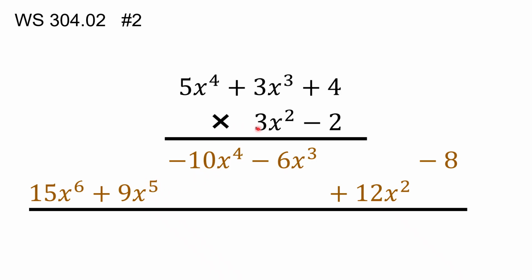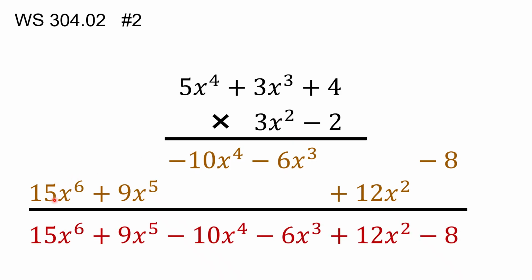Finally, we're going to multiply 3x to the second times 5x to the fourth. Once again, we multiply the numbers, 5 times 3, and get 15. And x to the fourth times x to the second is x to the sixth. So the final answer will be 15x to the sixth, 9x to the fifth, -10x to the fourth, -6x to the third, plus 12x squared, minus 8. That's it.